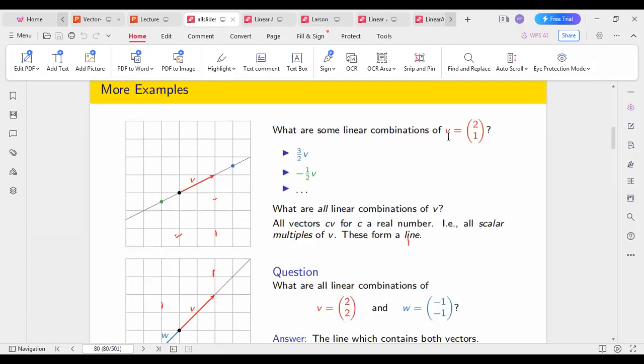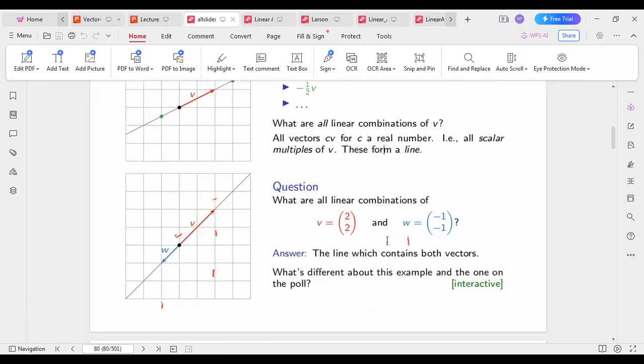What are some linear combinations of B (2, 1)? These are 3 by 2 B and minus half B. This is the B vector, and the colored line shows these values. What are all linear combinations of B? All vectors CB, where C is a real number, such as 3 by 2 or minus half, are scalar multiples of B. These form a line. This is why we can write it as a linear combination.